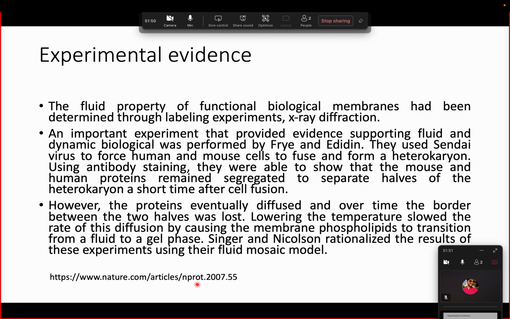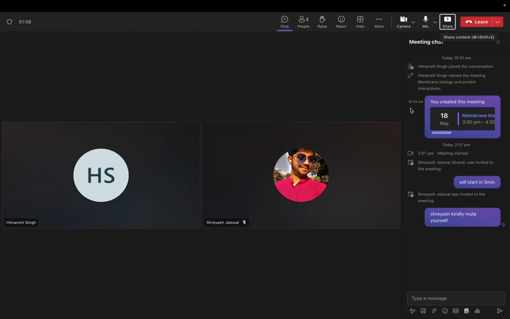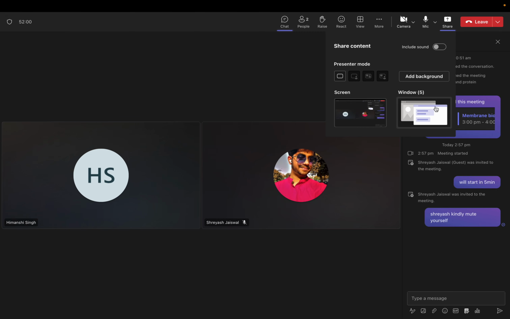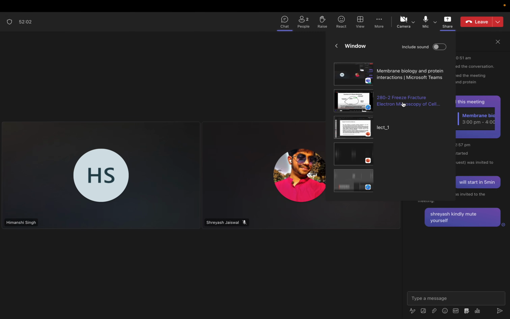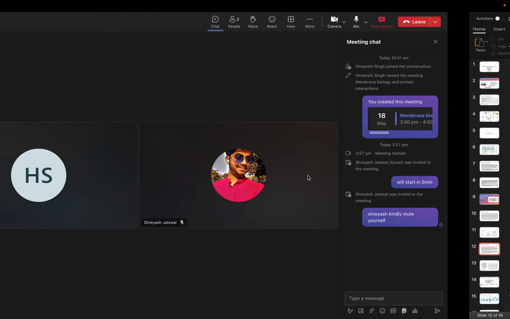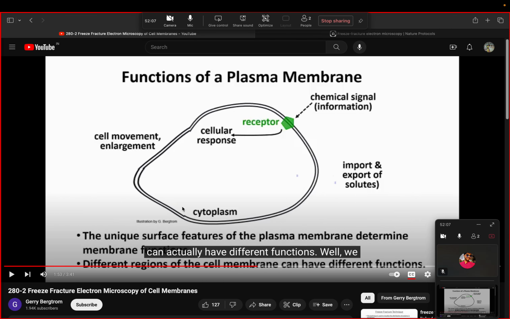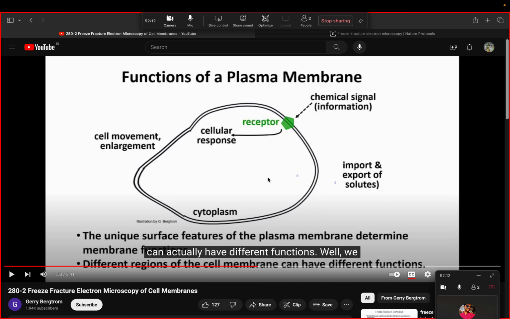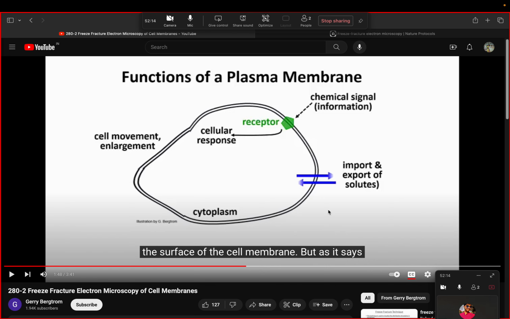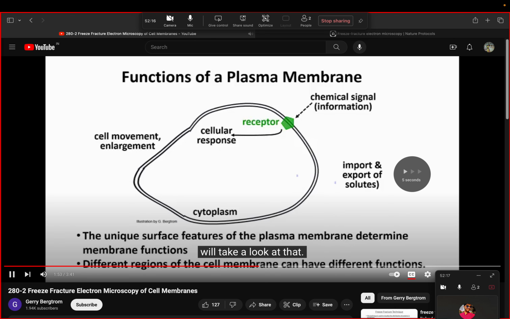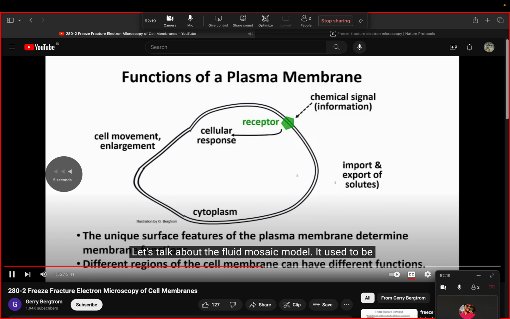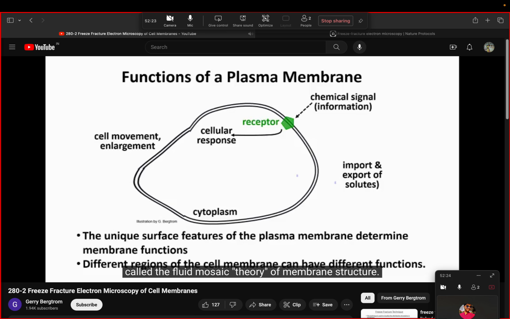Are they randomly distributed, or is there any particular order associated with it? For this, I was not able to find much for visual representation purposes, but still I was able to get something out of it. So this is a very brief description of freeze fracture electron microscopy. But as it says, now look at that structure about the fluid mosaic model, which used to be called the fluid mosaic theory of membrane structure.